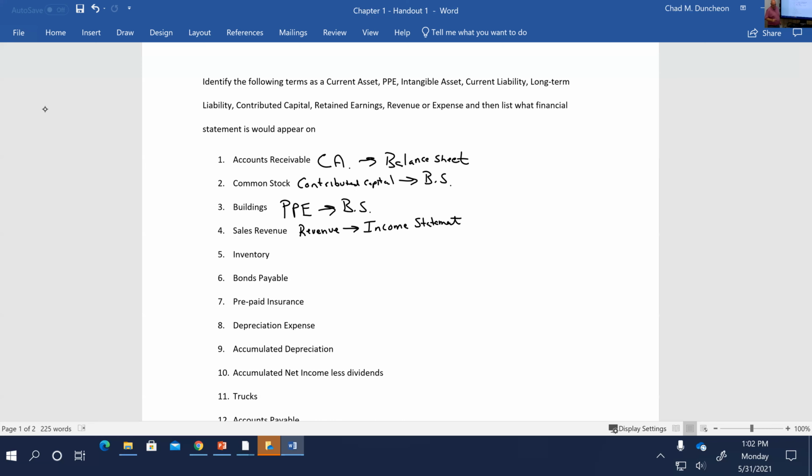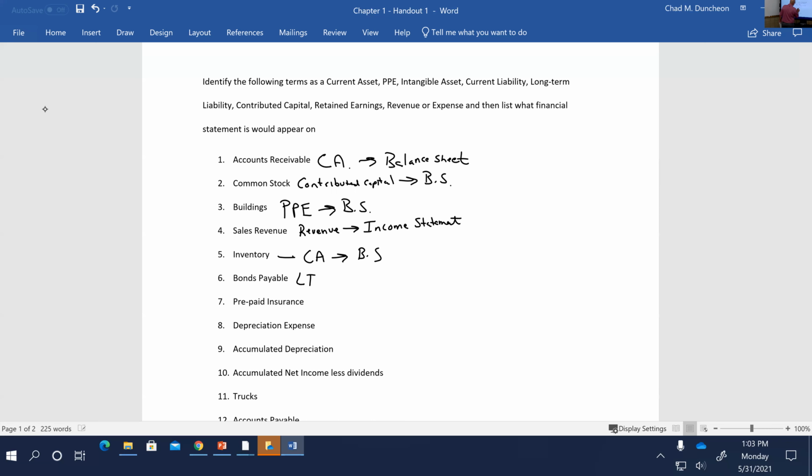I want to remind you of this because a lot of people get revenue and profit mixed up. Revenue is the value received for goods sold or services provided. Remember, it's not your income. Income is revenues minus expenses. Inventory is a current asset, which is found on the balance sheet.